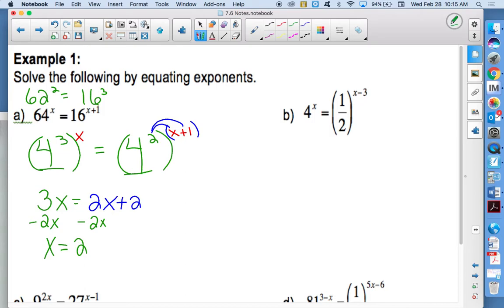So if you look at letter B, this one has a fraction, evil fractions. 4 to the x is equal to 1/2 to the x minus 3. So your goal is to make the bases the same, like in letter A, where we made them both into 4. Virginia, what do you think? The 1/2 to 4 to the negative 2. So you want to make it 4 to the negative 2.